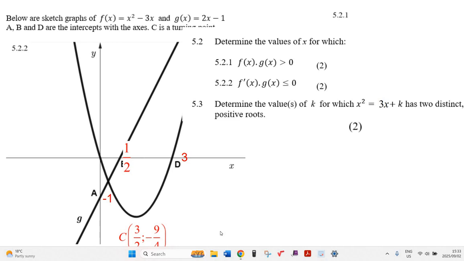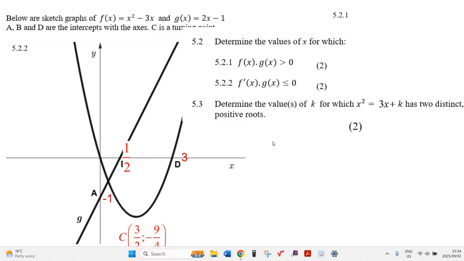Okay, let's try this next part here. It's a tricky thing for a lot of people. They find it kind of difficult, but it's this sort of interpretation. We're supposed to find the values of x where the product of f times g is going to be positive.